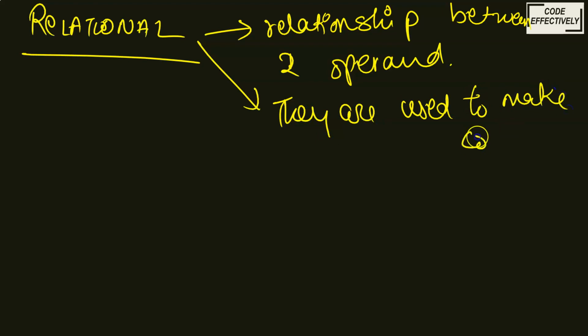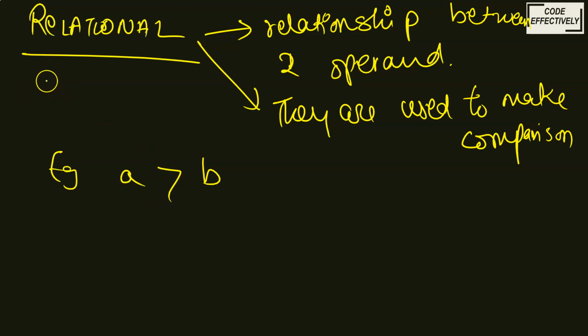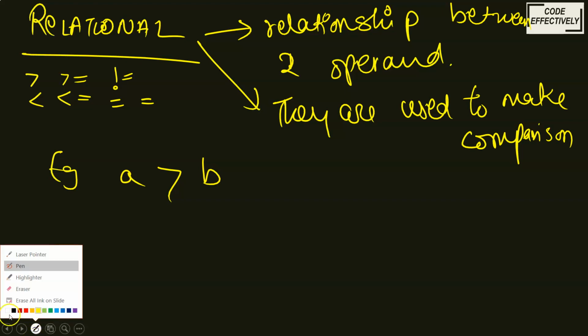Now how? Let me give you an example of comparison. Let's take two operands A and B. Greater than is my relational operator. Let me tell you all the relational symbols that are used. First is greater than, then less than, then greater than or equal to, less than or equal to, not equal to, and equal. These are my relational operators. In Java we have 6 relational operators. Now I will give you each example.